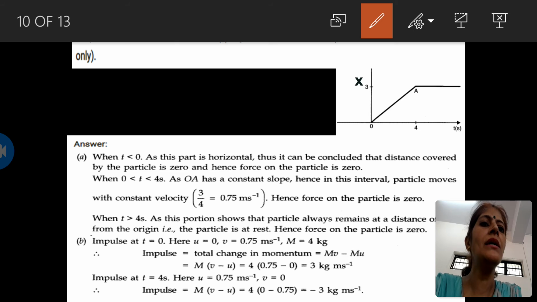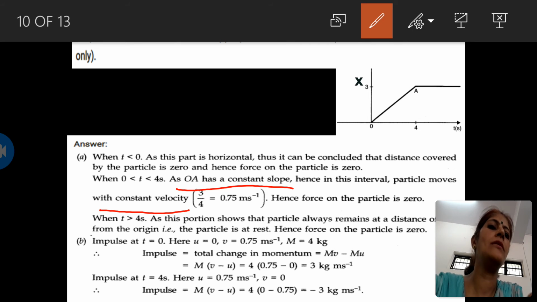So if the time t is between 0 to 4, as represented by the curve OA, the graph is having constant slope. And the slope of the x-t graph represents the constant velocity. Velocity is given by change in y coordinate over change in x coordinate. Y coordinate here is 3, x coordinate here is 4. The slope will be 3 by 4. It is 0.75 meters per second.